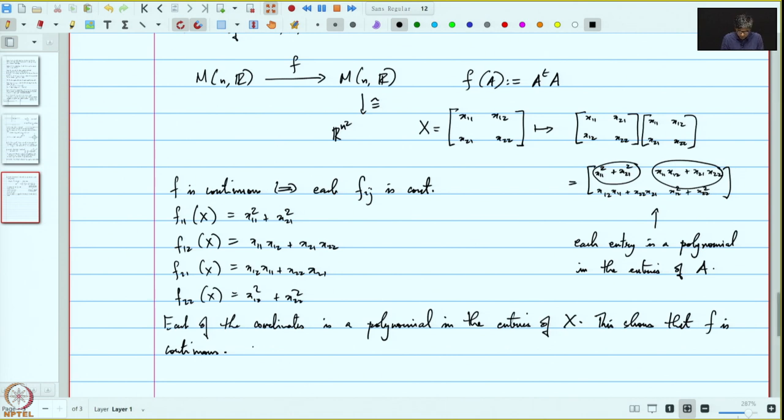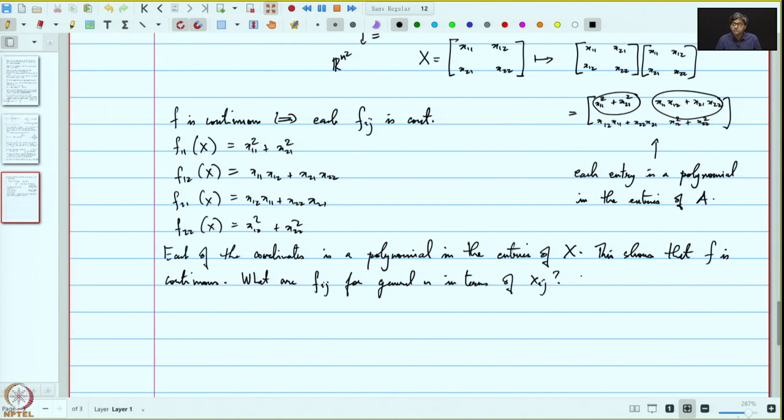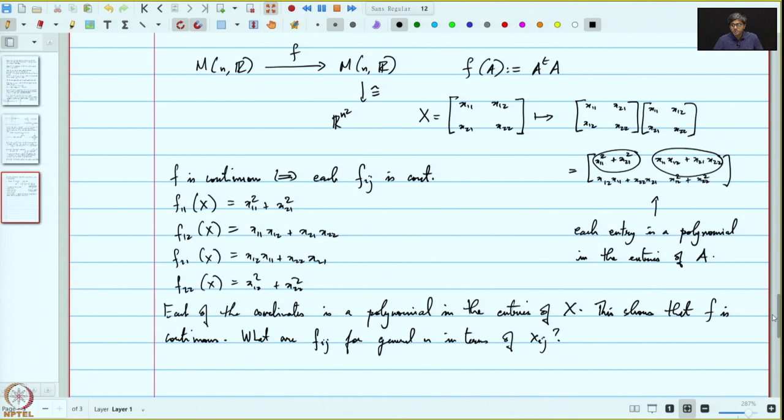Right? And now note that this is for the 2 cross 2 example, yeah? So in the n cross n situation, you can write down explicit coordinates for general n, right? So what are Fij for general n in terms of Xij? So there's an easy exercise. So you can just write this down. Yeah. In any case, this shows that F is continuous in general. Yeah. So F is from MNR to MNR and it is continuous.